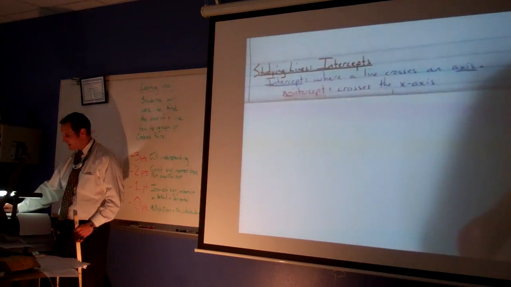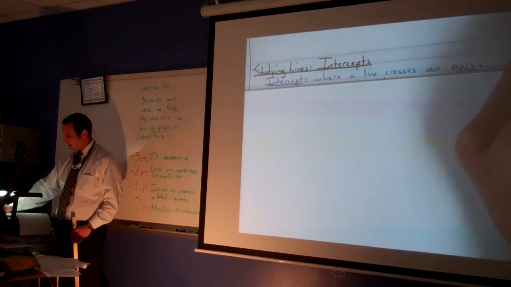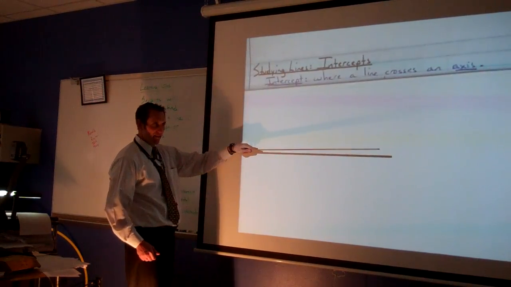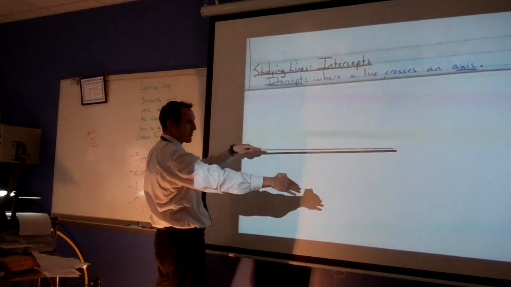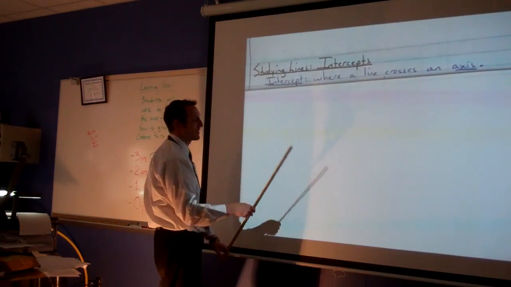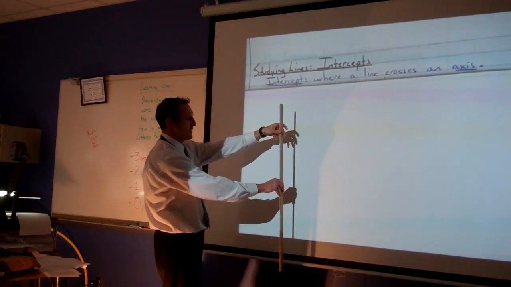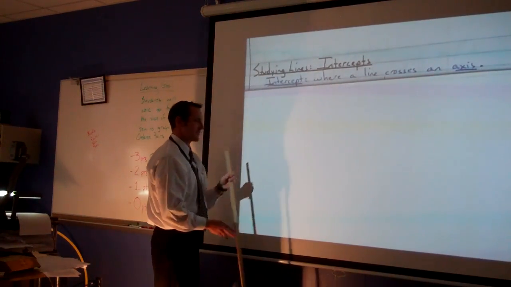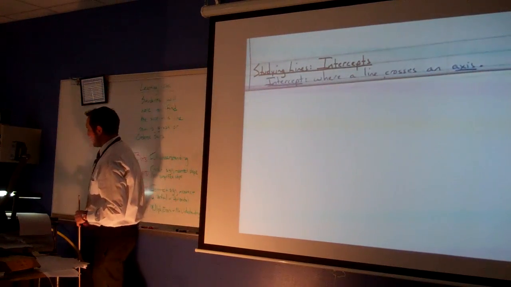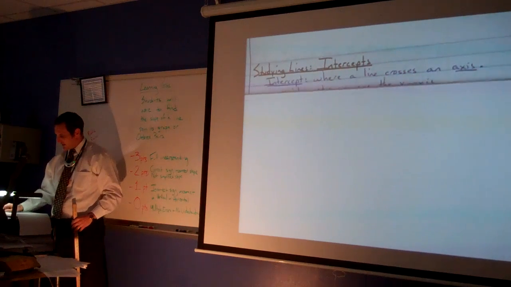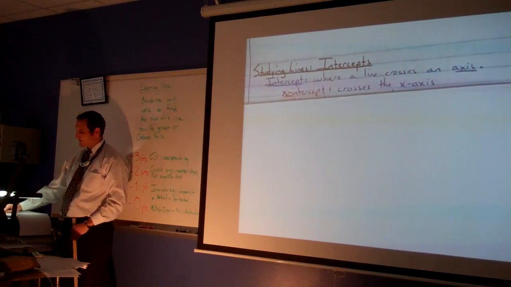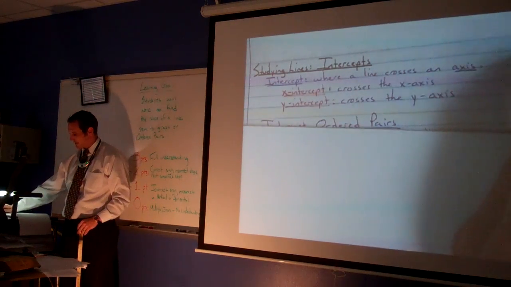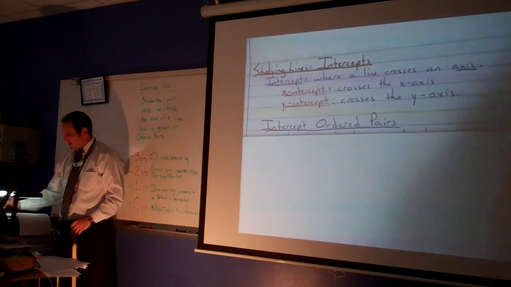So the definition of an intercept is where a line crosses an axis. So if you have the x-axis, the intercept is where the line crosses the x-axis. If you have the y-intercept, the y-intercept is where the line would cross the y-axis. So that is, by definition, the intercepts. So the x-intercept crosses the x-axis, the y-intercept crosses the y-axis.